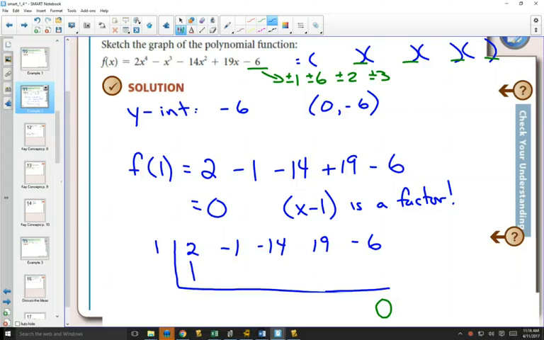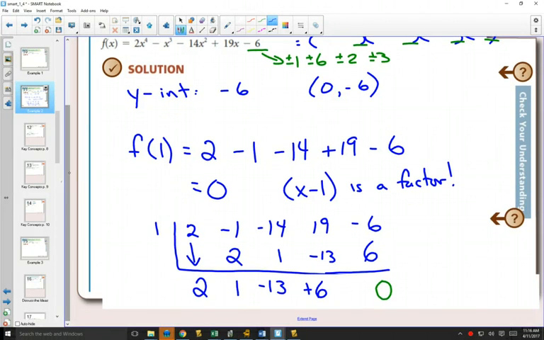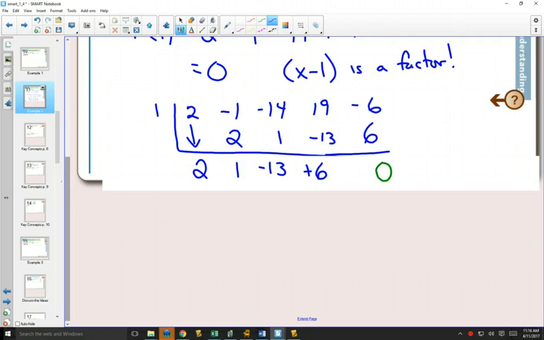So how do we do synthetic division? Bring the 2 down, multiply, add, multiply, add, multiply. Oops, it's positive 6, add. Sure enough, we get a remainder of 0. So now we can write our division statement, and this is where a lot of students lose marks on the final exam, is in the process of writing the division statement.